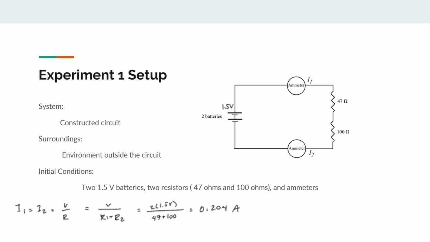In our experiment 1 setup, our system is our constructed circuit and our surroundings are the environment outside of the circuit. Initial conditions include two 1.5 volt batteries, two resistors of 47 ohms and 100 ohms respectively, and ammeters. Here we can see the predicted voltage of 3 volts due to Kirchhoff's voltage law and 0.2 amps, since currents 1 and 2 are equivalent to one another.